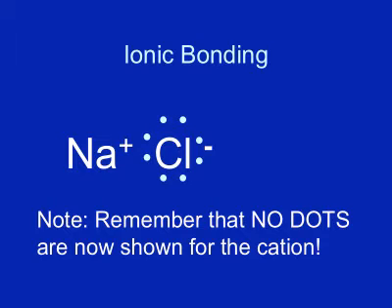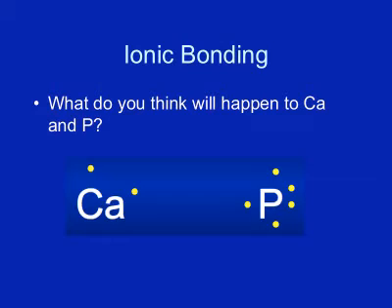Let's look at a little bit more complicated one. Let's look at calcium and phosphorus. Calcium has 2, he's in the 2nd column. Phosphorus has 5 because he's in the 5th column. What do you think calcium's going to want to do? Lose 2. What does phosphorus want to do? Gain 3. Lose 2, gain 3. That's not as easy, is it?